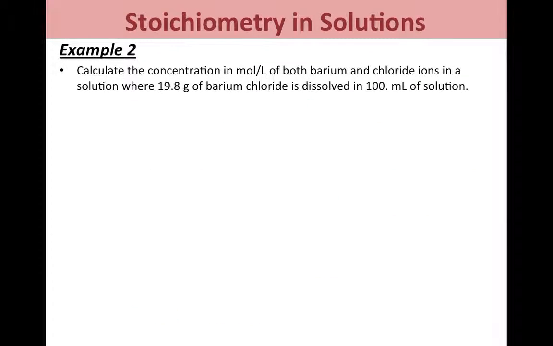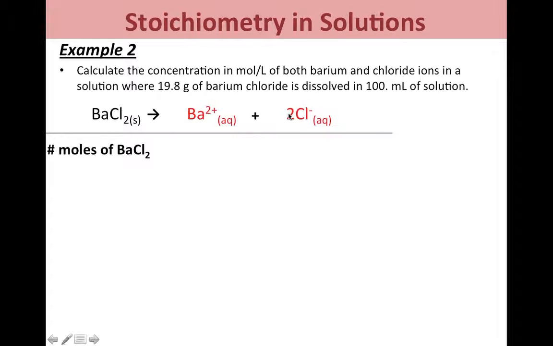Okay, let's take a look at another example. Here you have your barium chloride with 2 chlorines for every barium. Calculate the concentration of the ions in a solution where 19.8 grams of barium chloride is dissolved in 100 milliliters of solution. Again, dissociation equation, make sure it's balanced. When you're writing it out, make sure that you balance the equation by writing a 2 coefficient in front of the chloride.